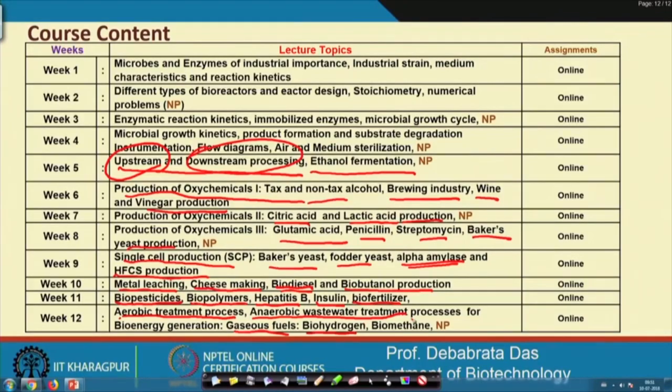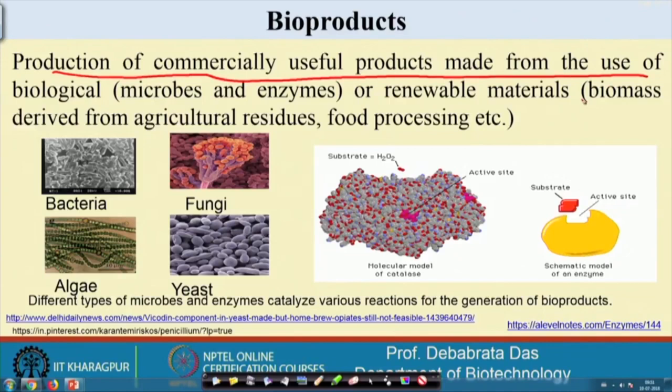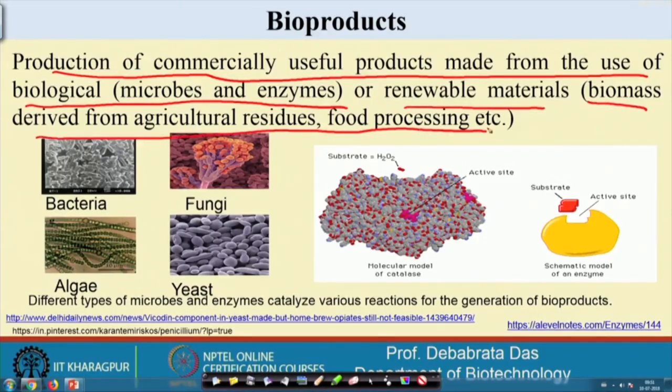And finally, I want to summarize the whole course. Now, let me tell you about different bioproducts, how they are produced. First, this is the production of commercially useful products made from the use of biological microbes or enzymes, or renewable material like biomass derived from agricultural residue and food processing.